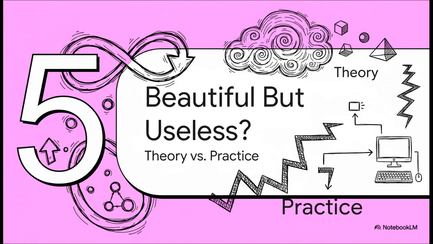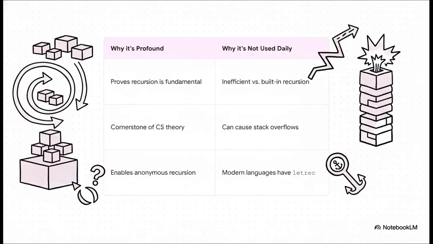Okay, so this is obviously a really clever idea, but that begs the question, right? If this thing is so powerful, why aren't we all using it in our day-to-day coding? Let's talk about that gap between the beautiful theory and practical programming. So on one side, the Y Combinator is this huge, profound theoretical achievement. It proves recursion is fundamental. It's a cornerstone of how we even design programming languages. But on the other side, in the real world, it's just not practical. It's way less efficient than the recursion that's already built into modern languages. In fact, in a lot of them, trying to run this would just crash your program with a stack overflow. We just have simpler, more direct ways to do this stuff now.